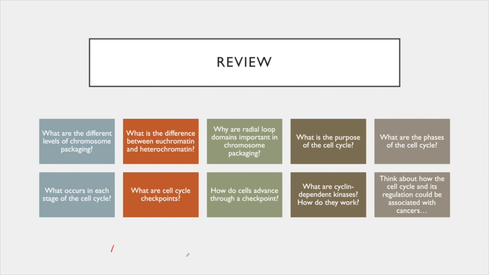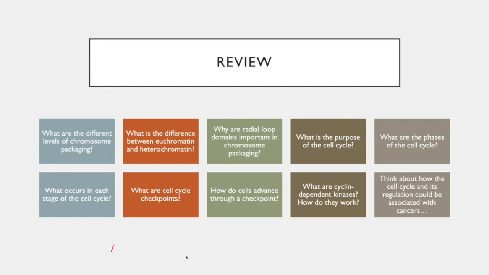What is the purpose of the cell cycle? What are the phases of the cell cycle and the characteristics of each phase? What's happening in each of those phases of the cell cycle? What is the cell doing? What are the cell cycle checkpoints and how are those checkpoints regulated? How does a cell move from G1 to an S phase, or S to a G2? How does the cell advance from one part of the cell cycle to the next?